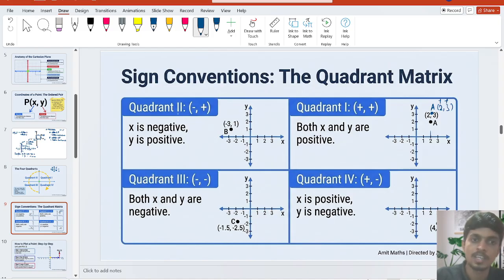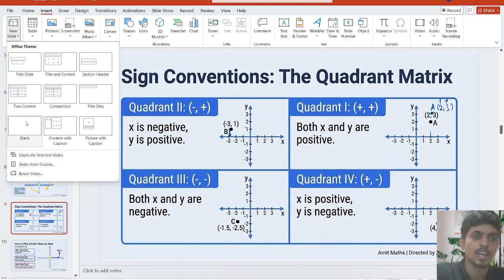And the second quadrant: if the sign of the coordinate is minus plus, means x coordinate is minus and y coordinate is positive, like minus 3 comma 1, here minus 3 comma 1, okay. So this lies in the second quadrant. Third quadrant means both are negative. Here you see the example, minus 1.5 and minus 2.5. This lies in the third quadrant. If the sign is plus minus, means x is positive and y is negative, this lies in the fourth quadrant. We use the symbols here. Let us insert the next slide and explain in detail.